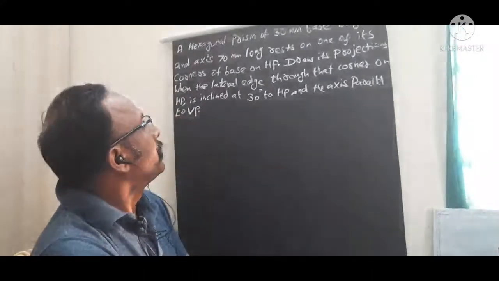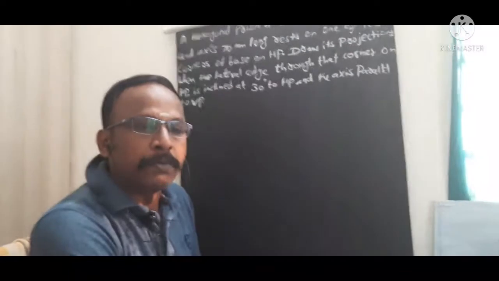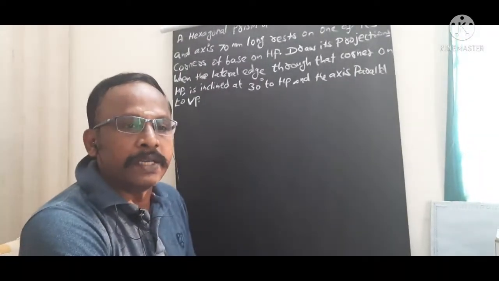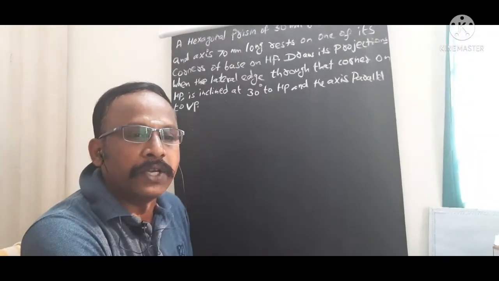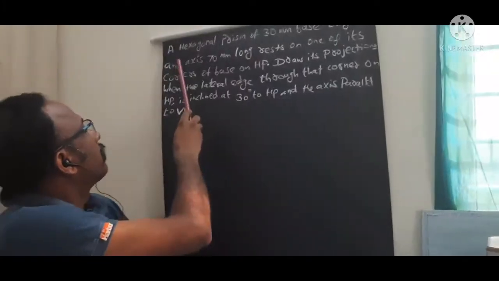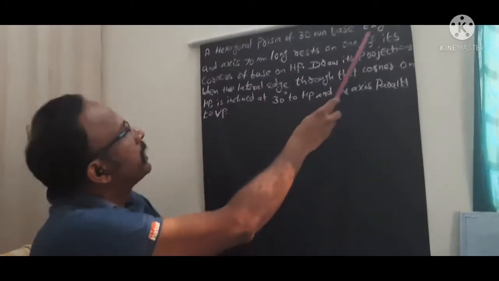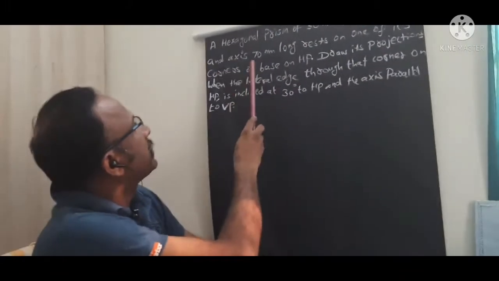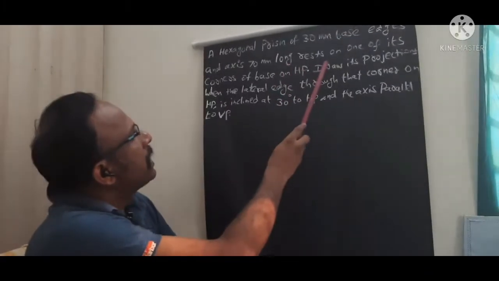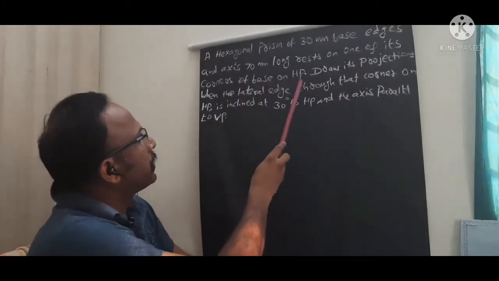Online class for engineering drawing. Today we are going to solve one important problem in hexagonal prism, axis inclined to HP, type 1 problem. The given problem is a hexagonal prism of 30 mm base edges and axis 70 mm long, resting on one of its corners of base on HP.